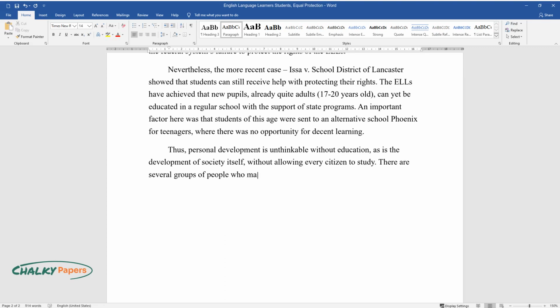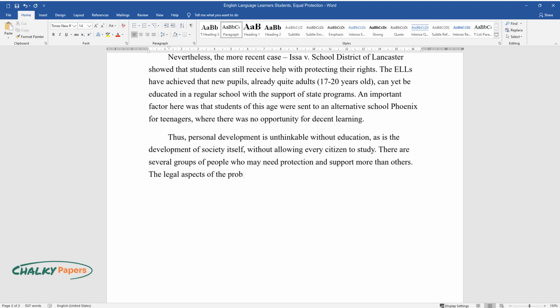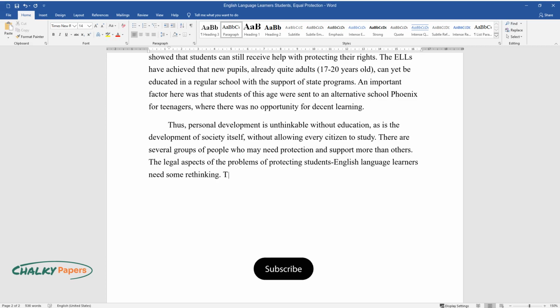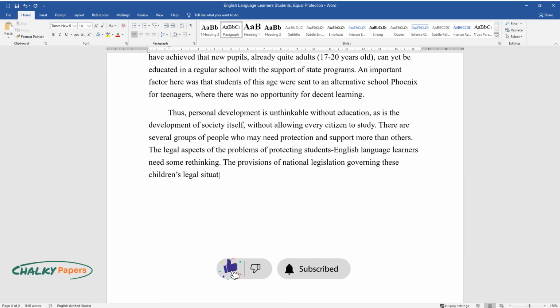There are several groups of people who may need protection and support more than others. The legal aspects of the problems of protecting students, English language learners, need some rethinking. The provisions of national legislation governing these children's legal situation are fragile and may not address specific issues.